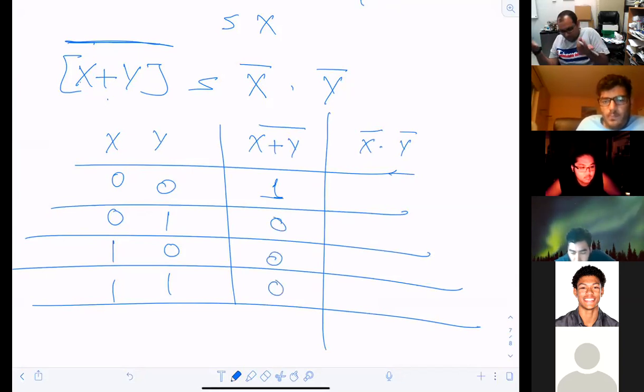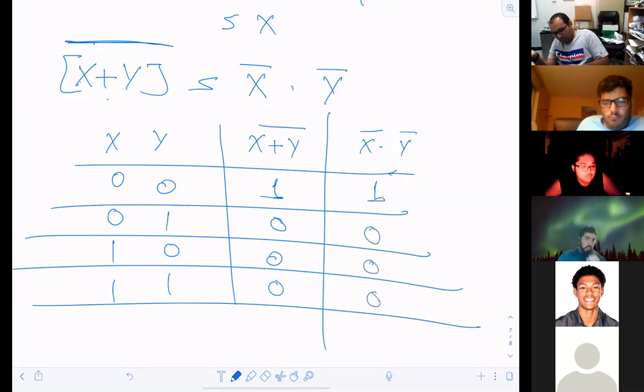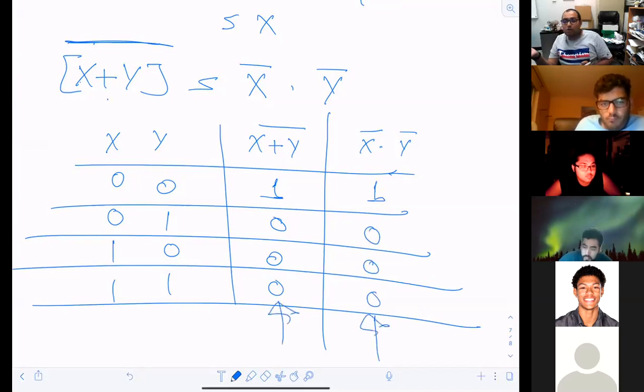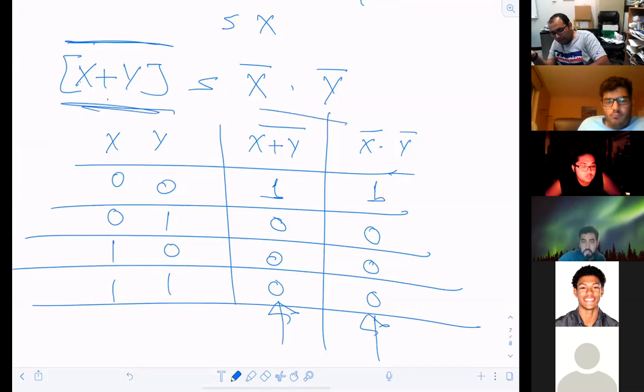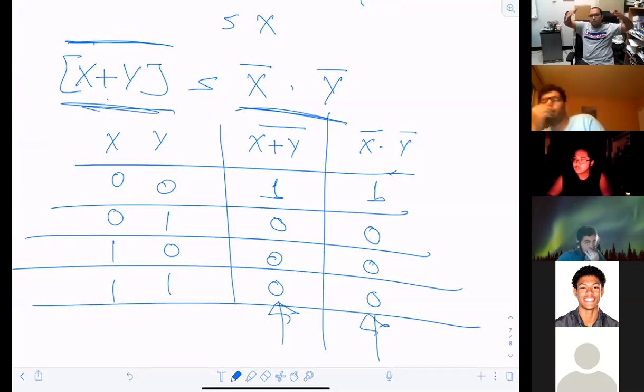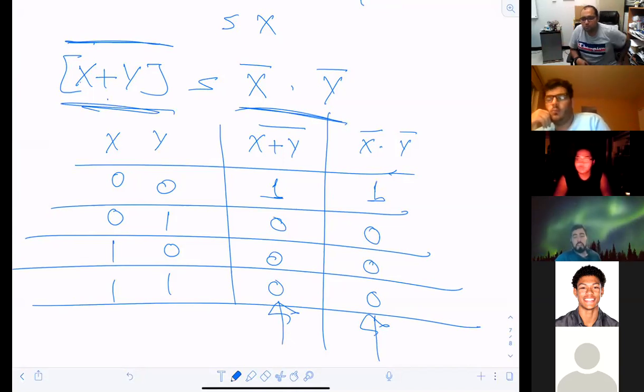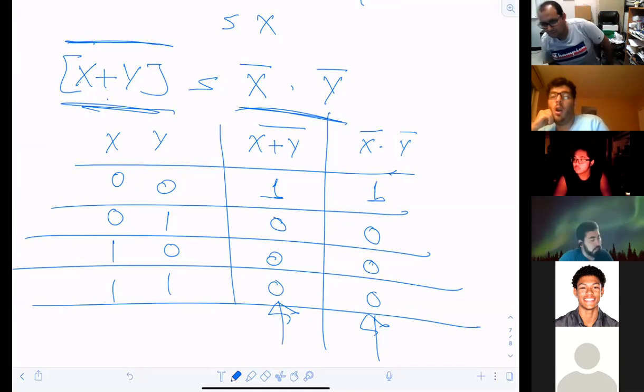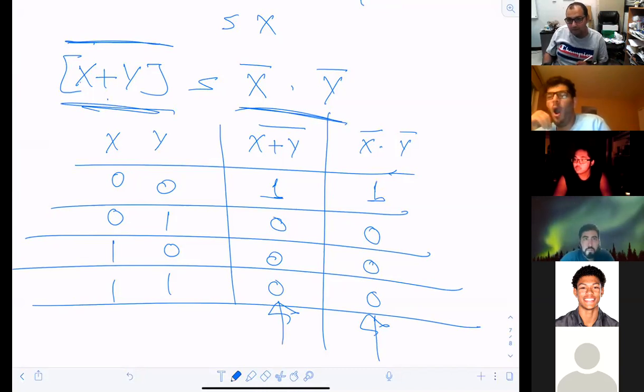Let's go to the other side. If both of them are 0, each becomes 1, and 1 ANDed with 1, the output will be 1. If one of them is 1, it's going to make it 0. So the conclusion: this column is equal to that column. That's why De Morgan said that. So if you have terms, the complement will break into the variables and convert any OR to AND and any AND to OR. Okay? Sounds good?